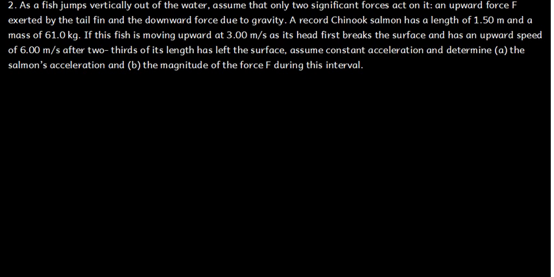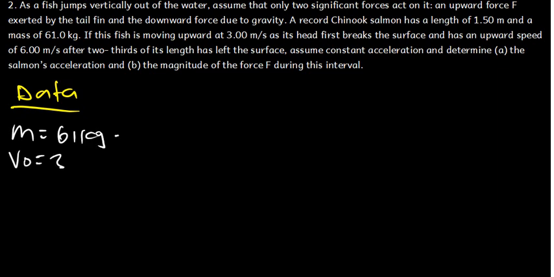Now it is very important for us first to come up with the data. Data is going to help us know which formula is suitable for us to use. We have been given the mass of the fish as 61 kgs. We have been given the initial velocity, which is 3 meters per second. We have been given the final velocity as 6 meters per second. We have also been given the displacement. The change in x which we have been given is 1.5.